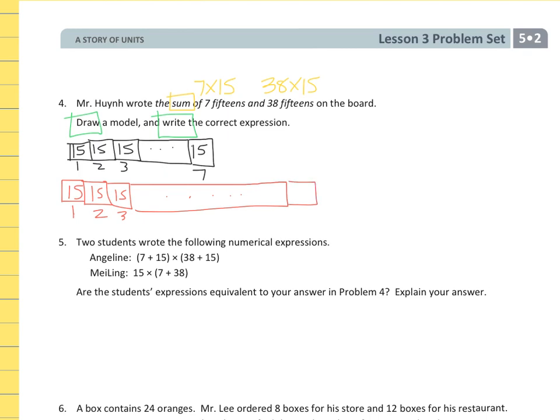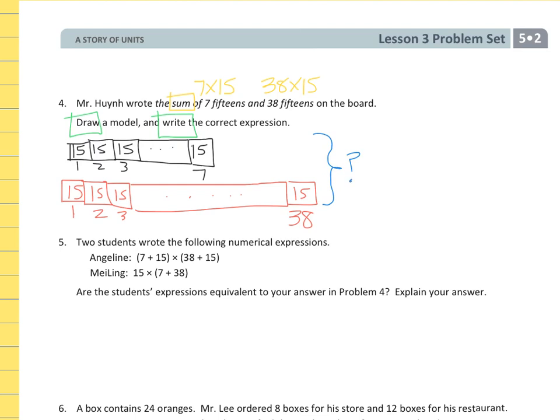And my last one is going to be 15, and it's going to be my number 38. And so what we're trying to find is the total, the sum, adding all of these 15s up together. So how we're going to represent that is doing a little arrow off to the side, and we want to find out what the total of all of those 15s are.